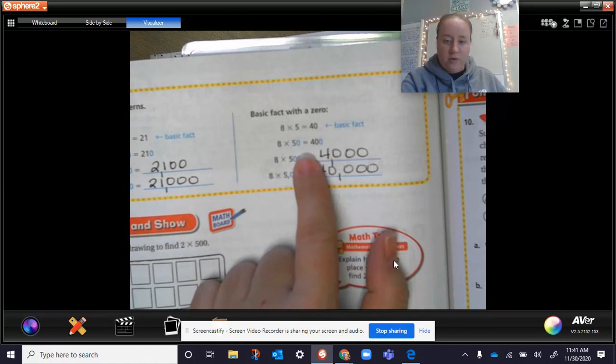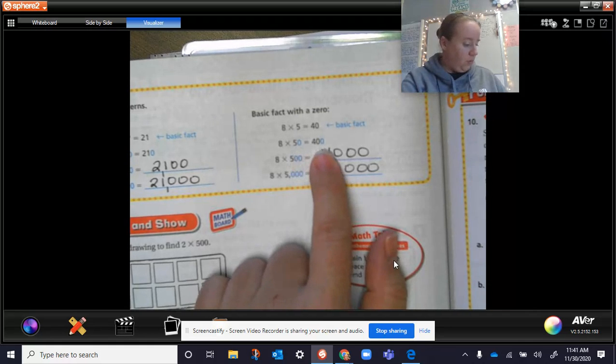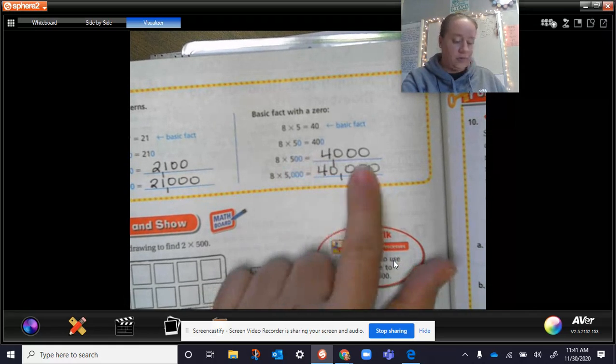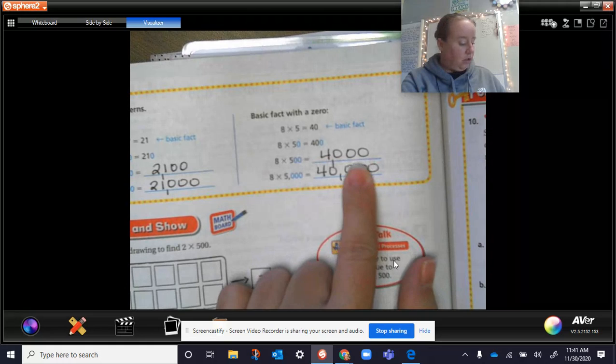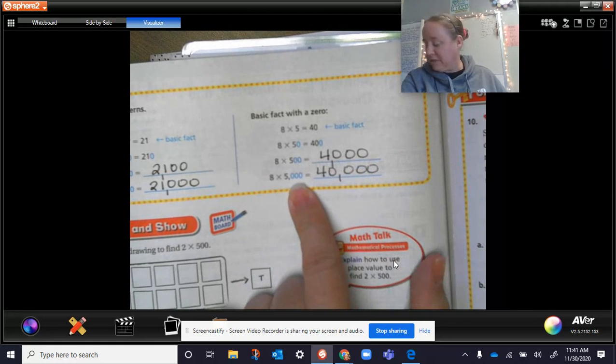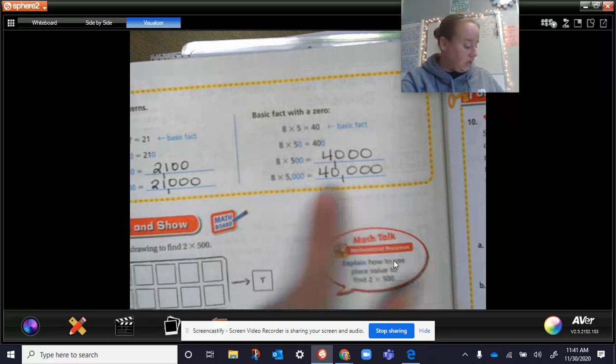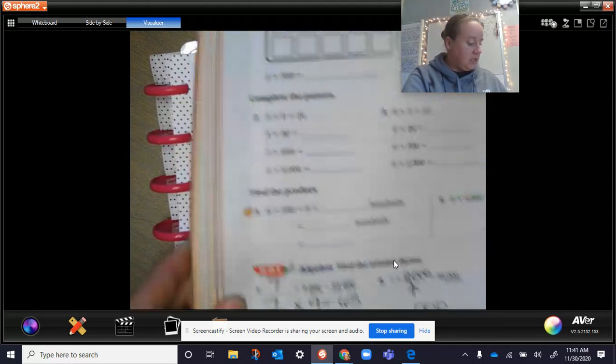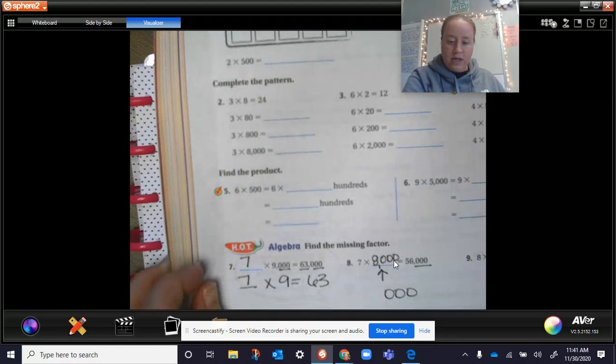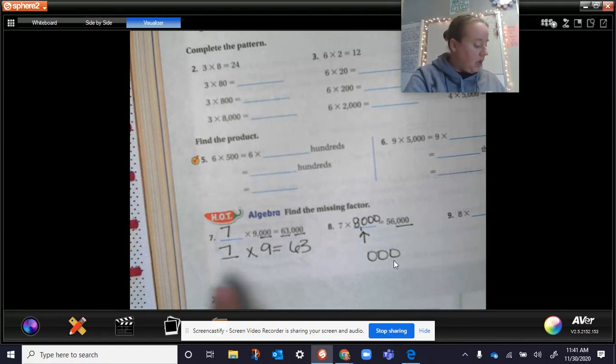So when we have the 1 0, we add that at the end. 2 zeros, we add that at the end of the 40. 3 zeros, when we get to the thousands, we add that to the end of 40 to give us 40,000. Then we did a couple problems down here on the bottom where we had a missing factor.